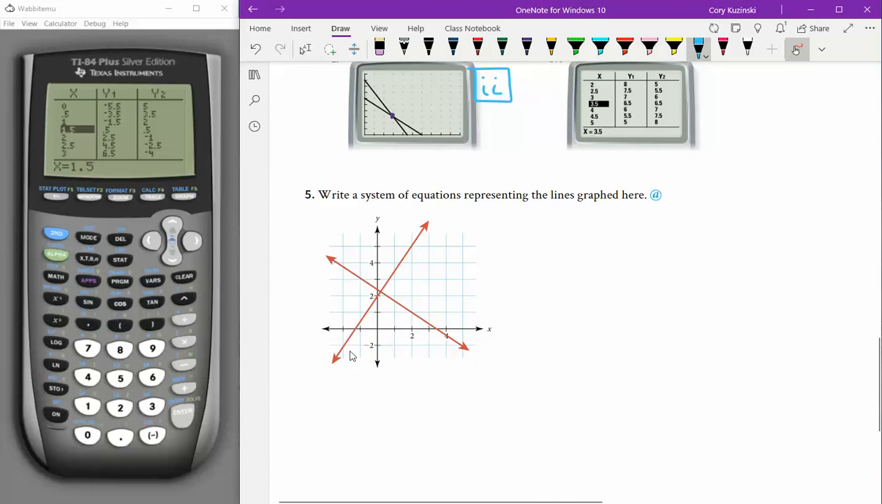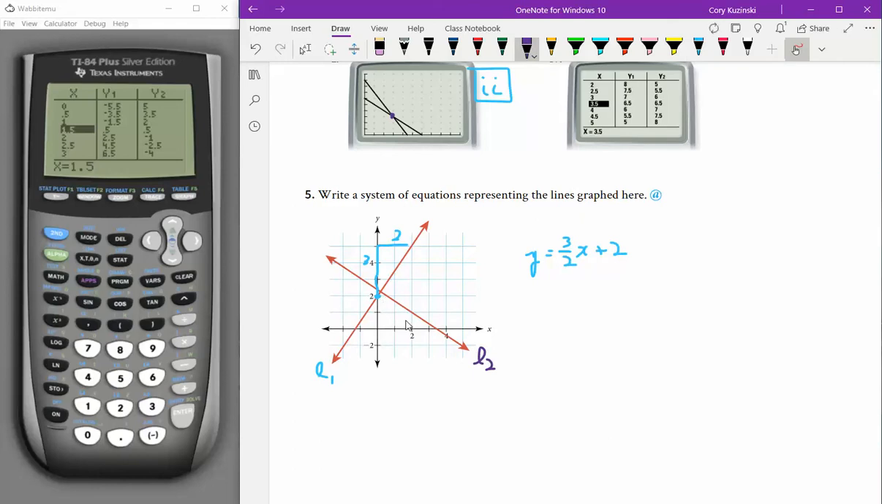Okay. So let's do this line here. We'll call it L1 here. And the y-intercept is 2. Looks like the slope goes up 3 over 2. So we'll go y equals 3/2 x plus 2. And then we'll call this one L2, line 2.